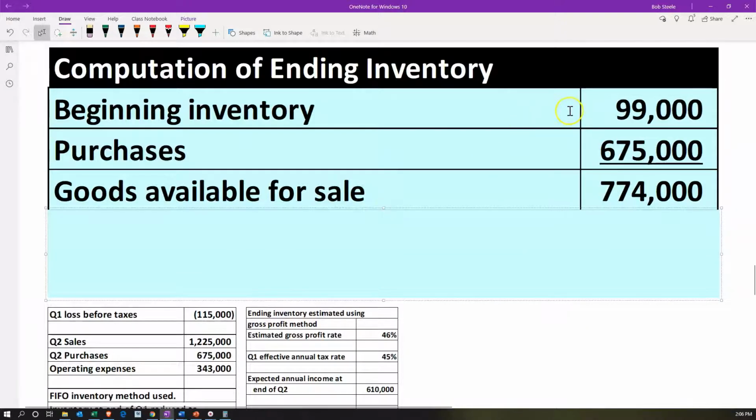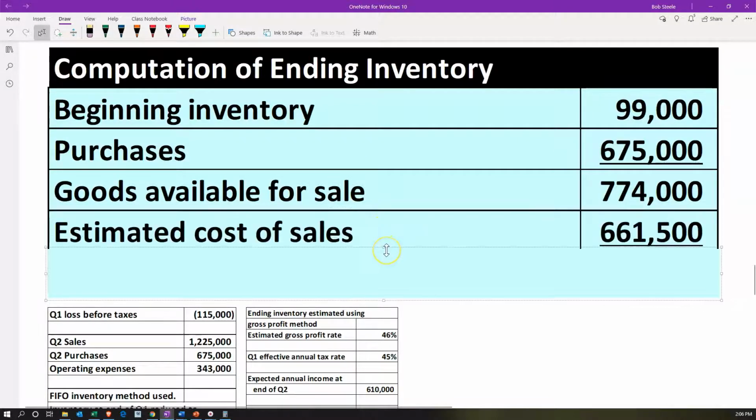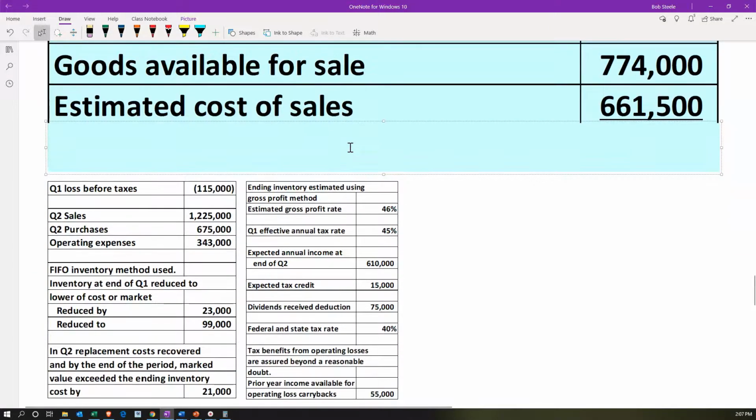That gives us the available for sale, the 99,000 plus the 675,000, adding up to the 774,000. We then have the estimated, we're kind of reversing now the last two numbers, meaning we're not looking at ending inventory here. We're looking at the estimated cost of goods sold. So we're going to end up at the ending inventory. And we're going to calculate this. We're going to see here that the ending inventory estimated using the gross profit method, estimated gross profit was 46%.